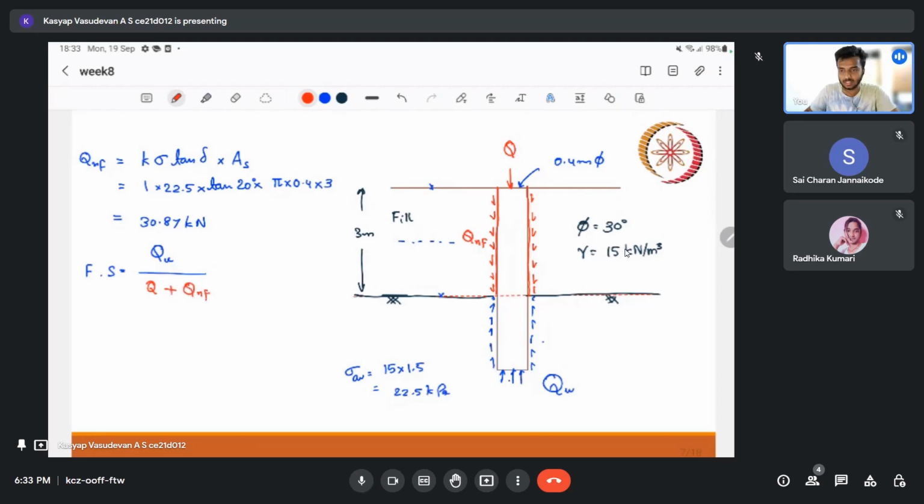The same thing is expressed in different ways in the notes discussed by sir. I guess in that he has split this QU as QU skin friction as well as QU bearing. So I can write it as QUP plus QUF. But the idea is that this negative skin friction will be in the denominator because it is along with the load.